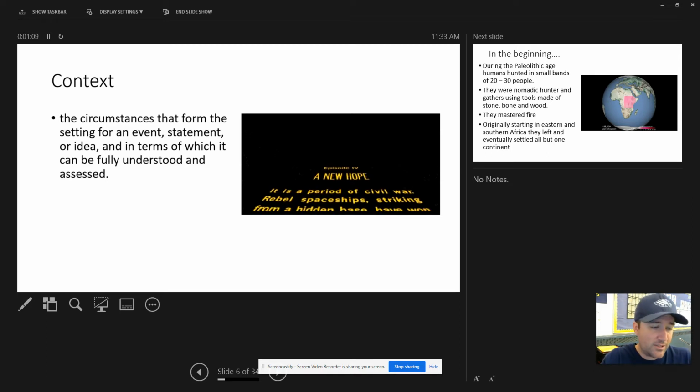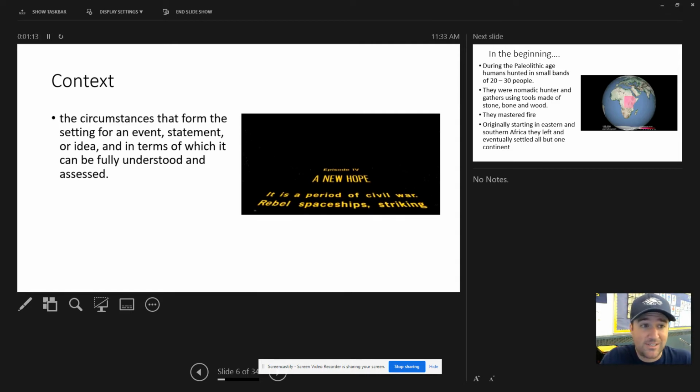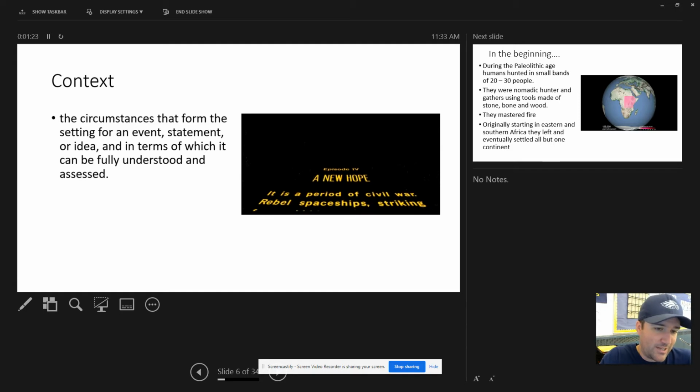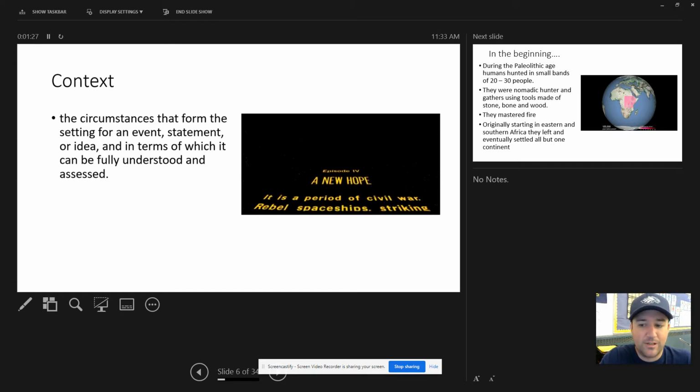contextualization of the events up to the moment in time that you will be writing about in your prompt. So essentially, context is the circumstances, well, the definition of it is circumstances that form the setting for an event, statement, or idea in terms of which it can be fully understood and assessed. Sometimes I like to use the metaphor, or the example, I should better say, of the Star Wars movies. And if anyone's ever seen a Star Wars movie, you're welcome, not because of something I've done, but because you get to enjoy a great piece of culture.